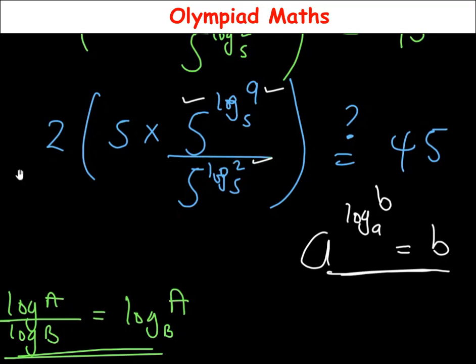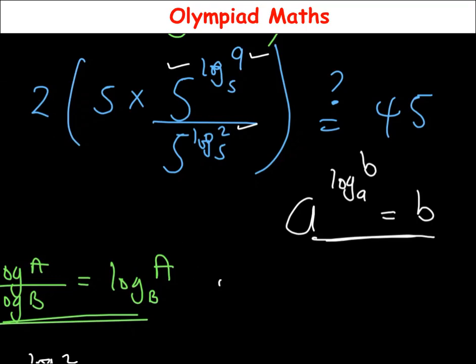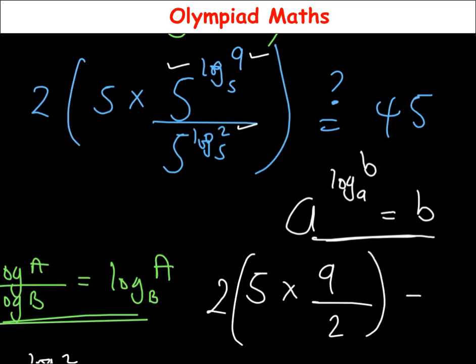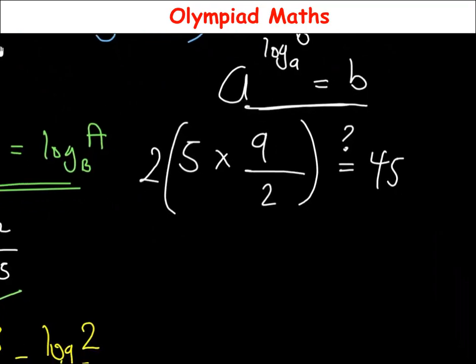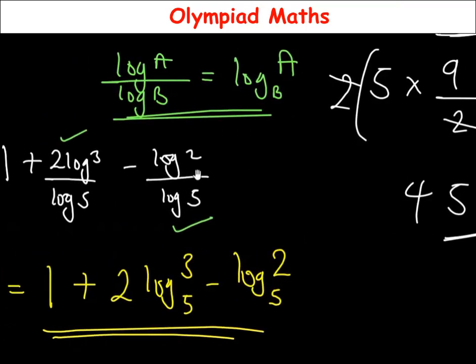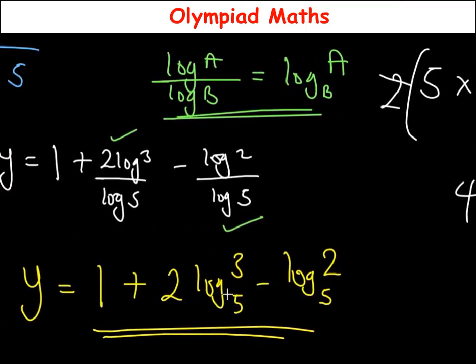So that means we have 2 multiplied by 5, times 9, all over 2, and is this equal to 45? Now, we divide by 2, we are left with 5 times 9. Now 5 times 9 is equal to 45, and this equals 45. So that means the value of y that we got, 1 plus 2 log 3 base 5 minus log 2 base 5, is the correct solution that satisfies the given equation.